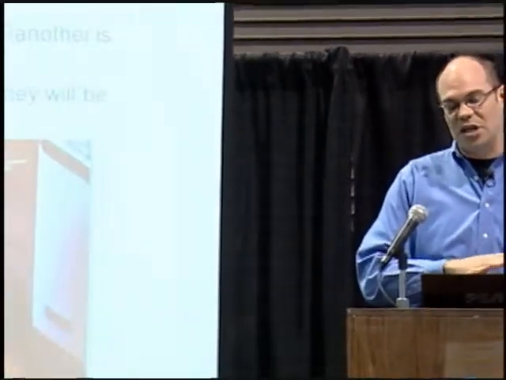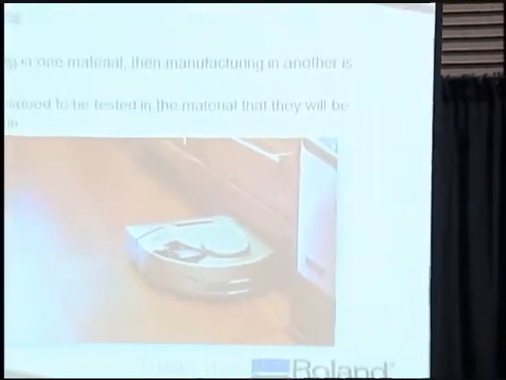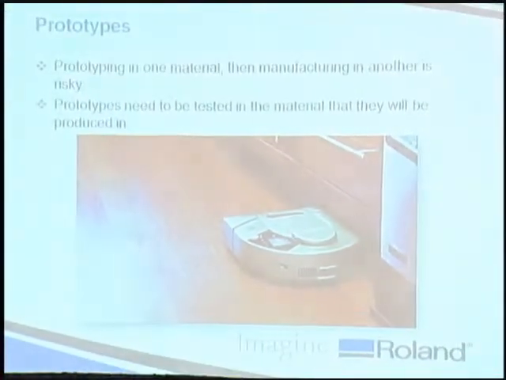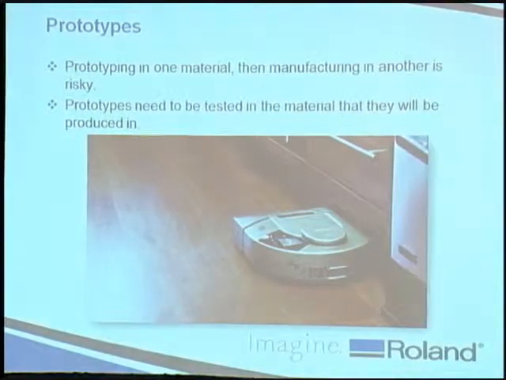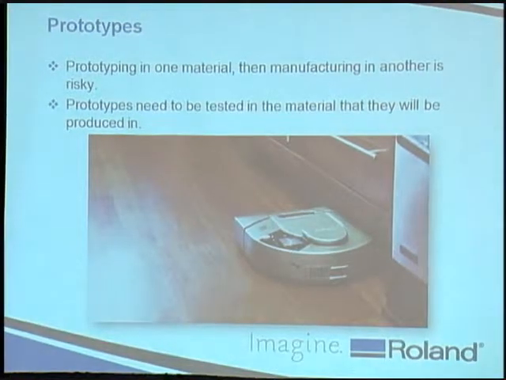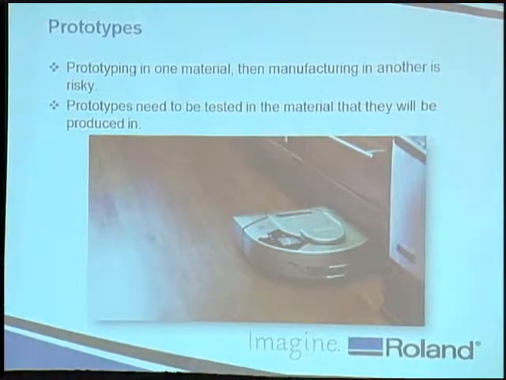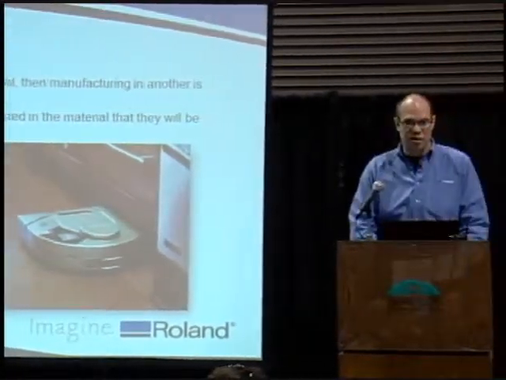For example, creating a product that's going to be bouncing off walls. You can't produce a prototype using a traditional RP process that's been grown in layers. You need to test this product in one piece that's going to be bouncing off walls. So you need to create the prototype in the actual production material.